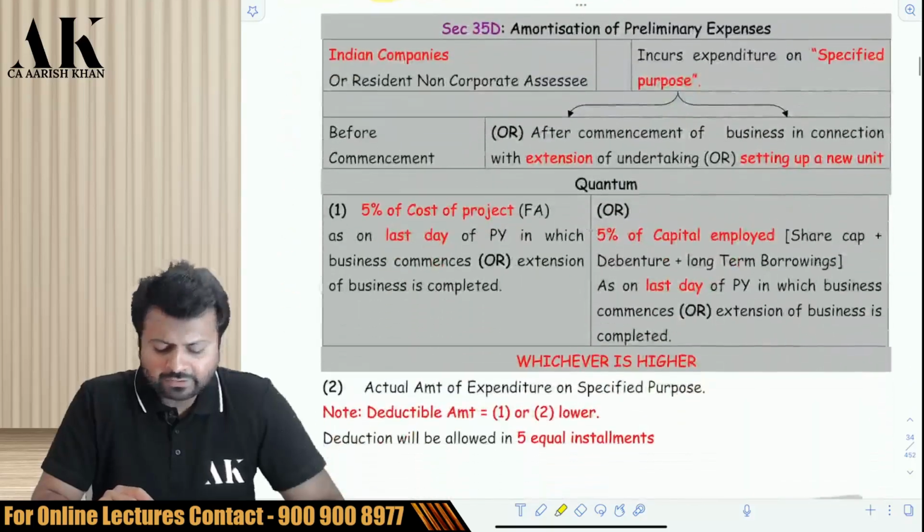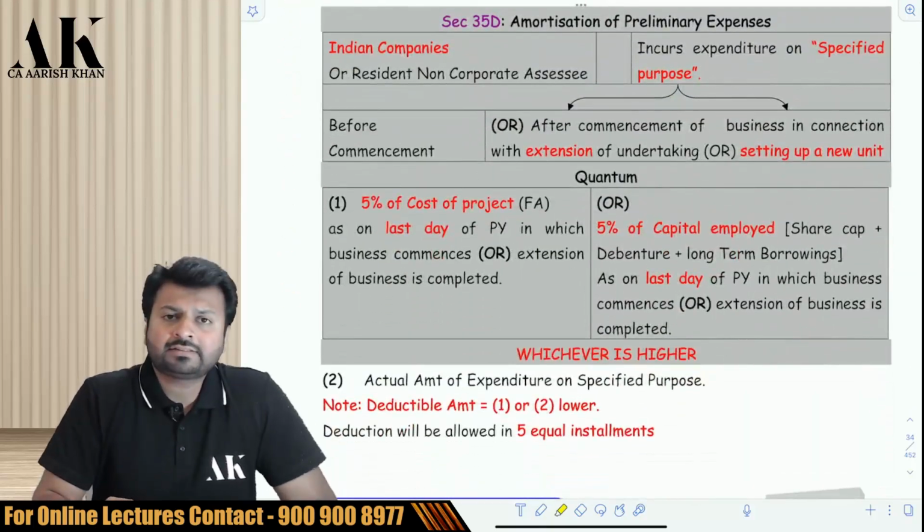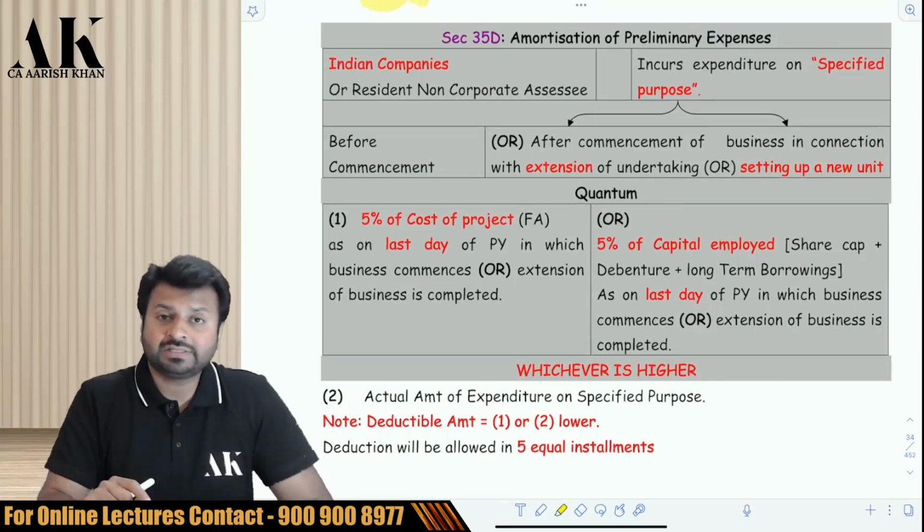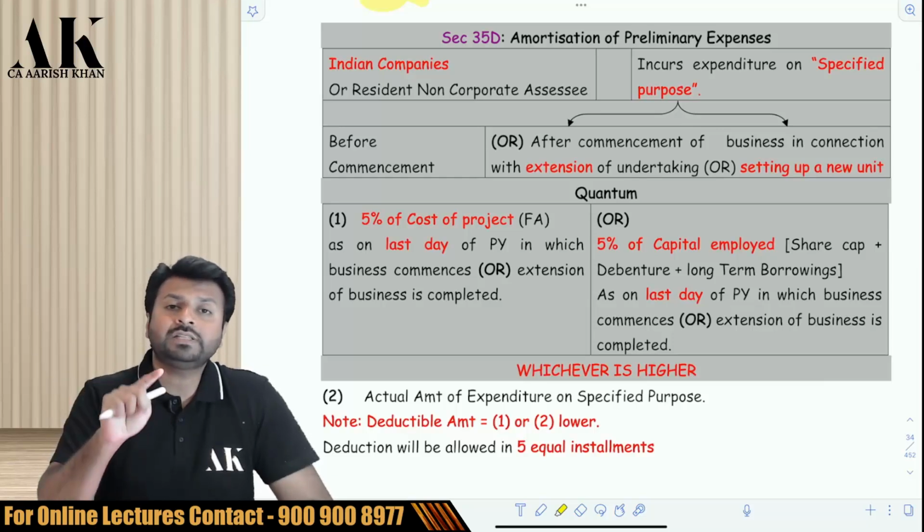Now coming to the next one, which is an important one: section 35D, preliminary expenses. How will you get the deduction of preliminary expenses? Before we see that, first of all we need to understand to whom this deduction is available.